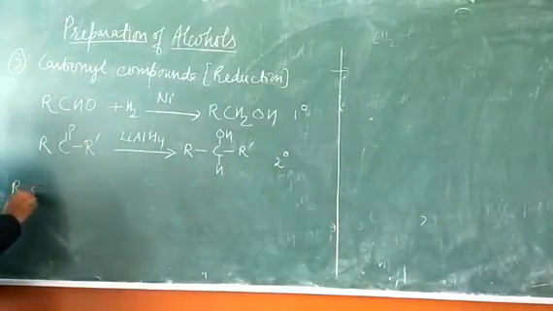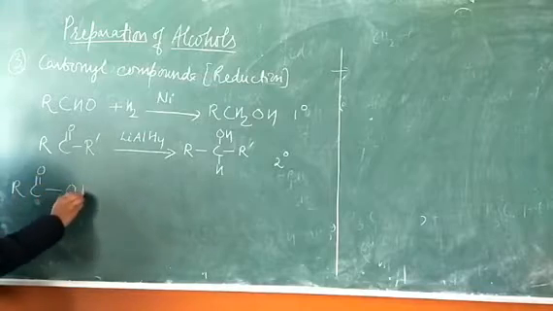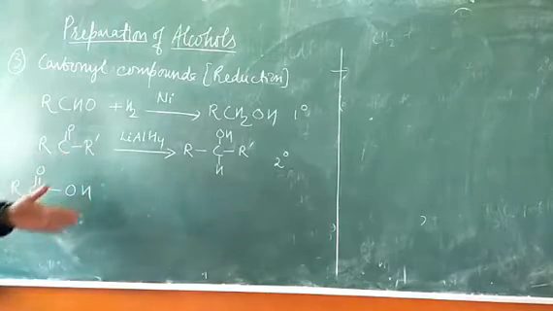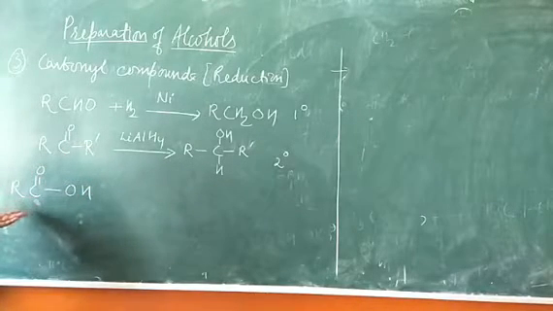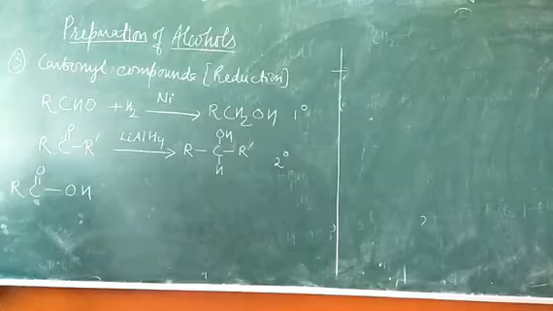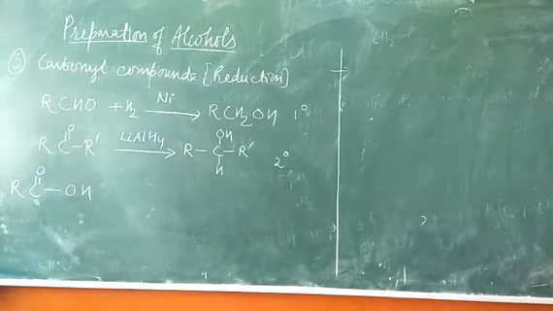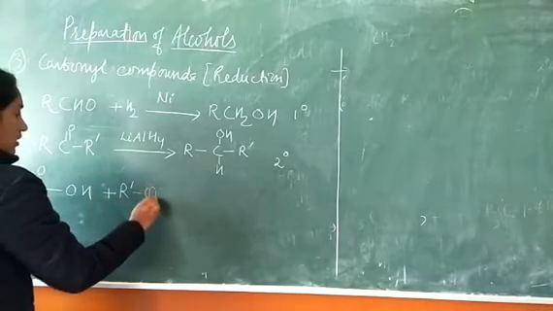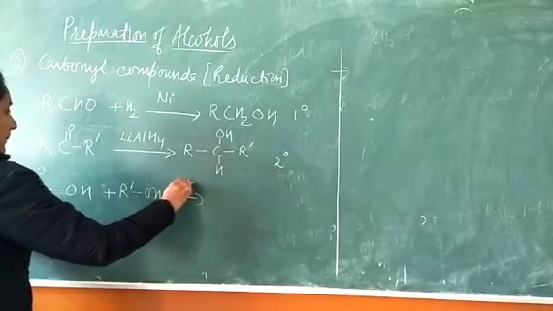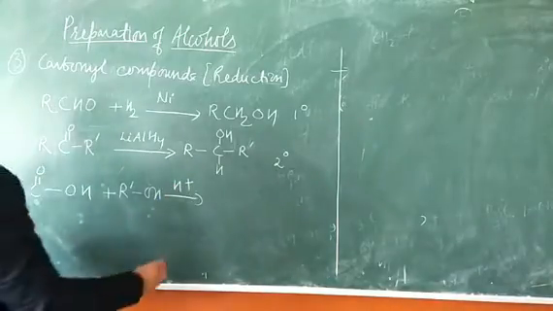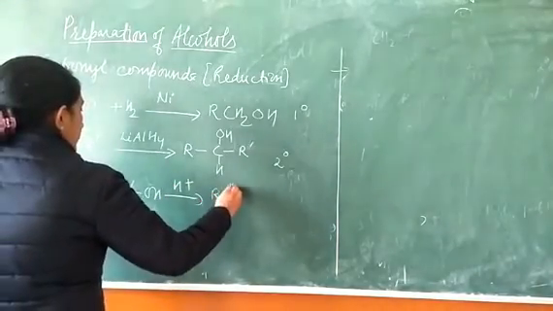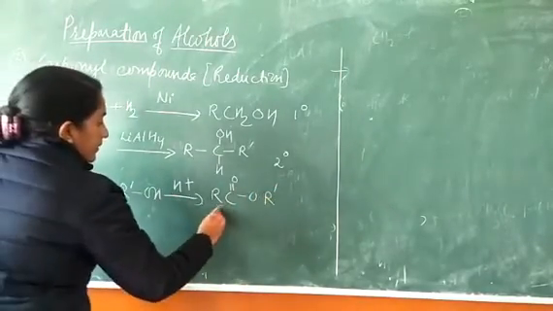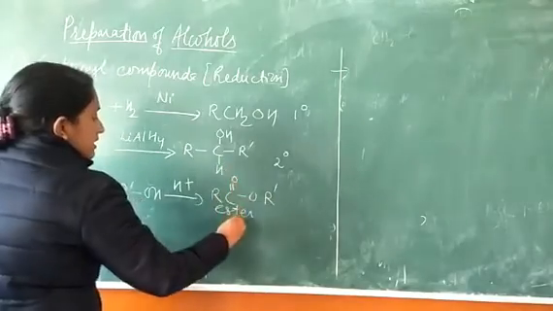Now the carboxylic acid, RCOOH. Students, to get the alcohol, reduction can be performed directly, right? But the best method is to first convert it into the ester. So for that we will react it with an alcohol, and it will get converted into a fruit-smelling ester.